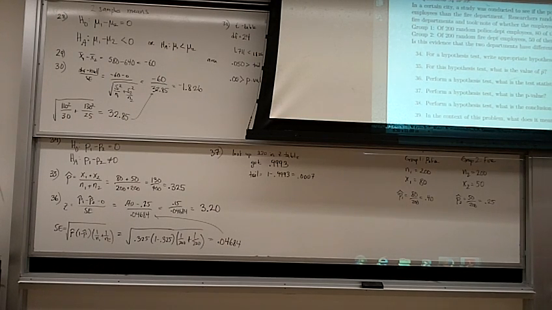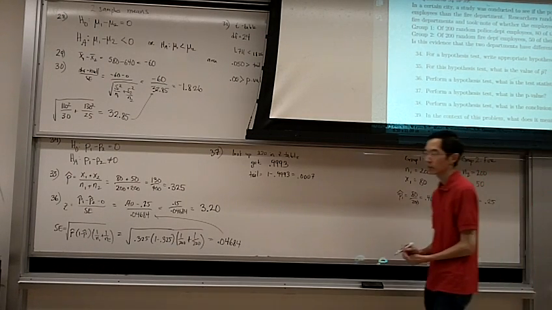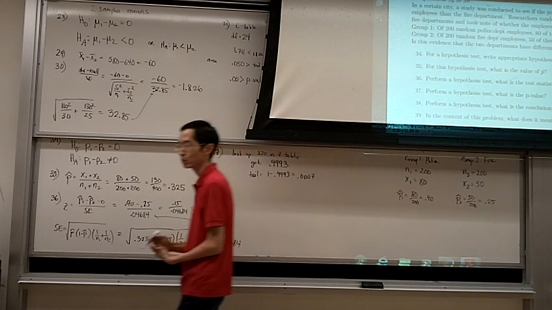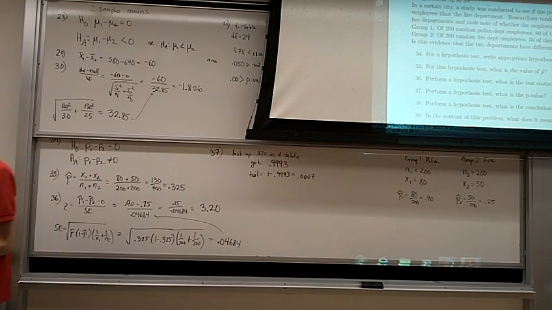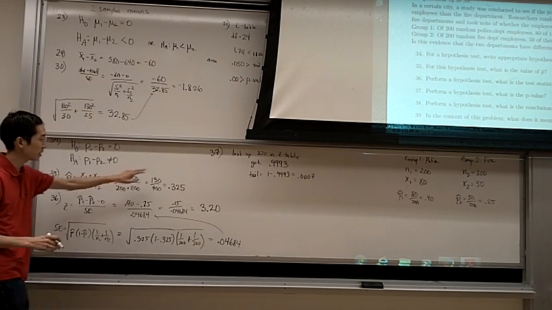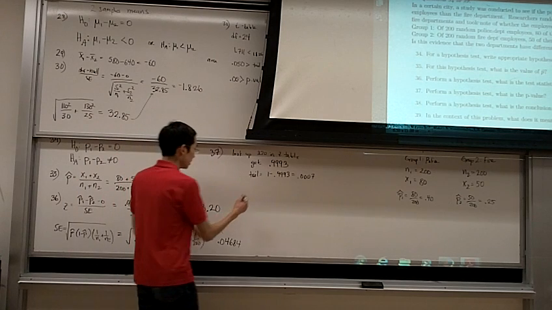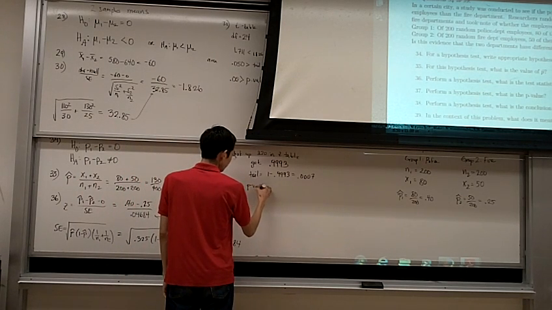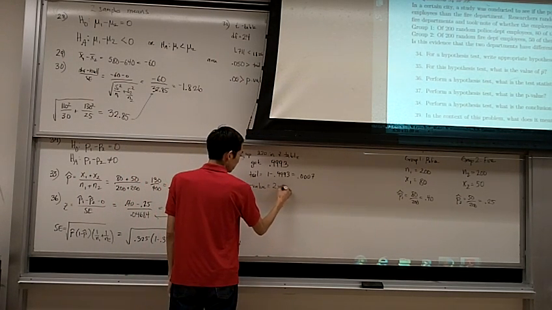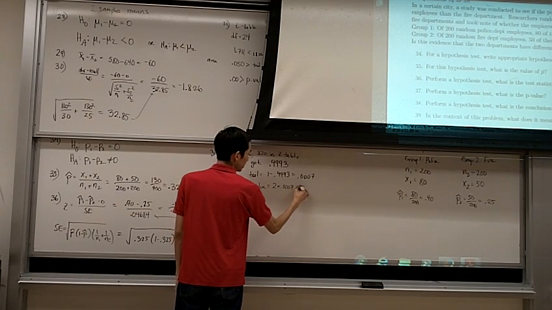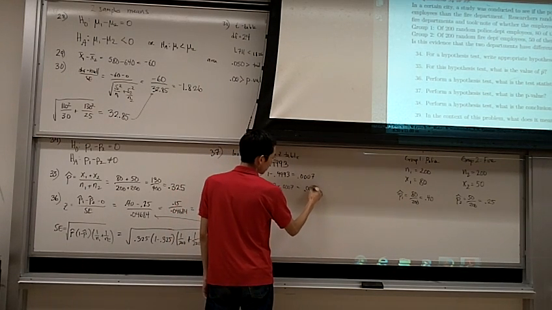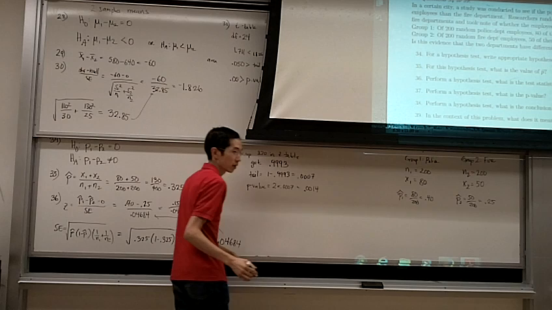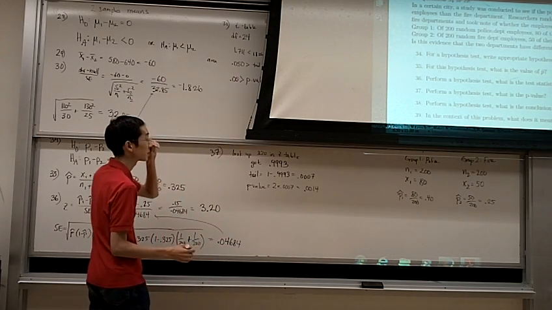Is that my p-value, or do I have to do something else? You have to multiply it by 2, double it, because I got a not equal sign. So I double my tail area, and my p-value is equal to 2 times that tail area. My p-value is 0.0014.